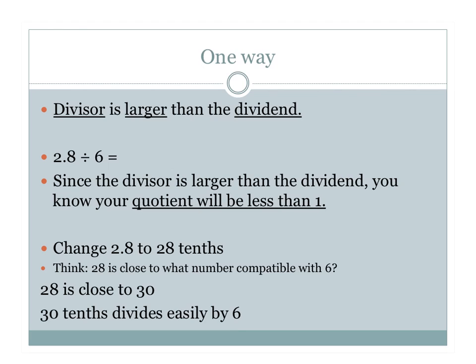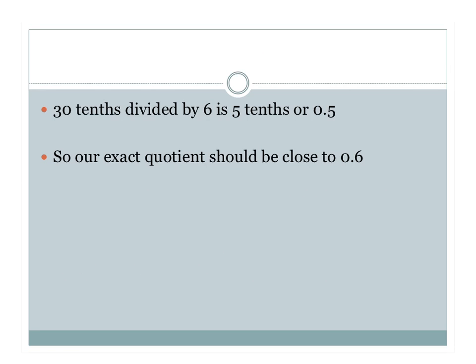Now think, 28 is close to what number that's compatible with 6? Again, we're finding a number compatible with 6 because 6 is our divisor. Well, 28 is close to 30, and 30/10 divides easily by 6. 30/10 divided by 6 is 5/10, or 0.5. So our exact quotient should be close to, this should say, 5/10.